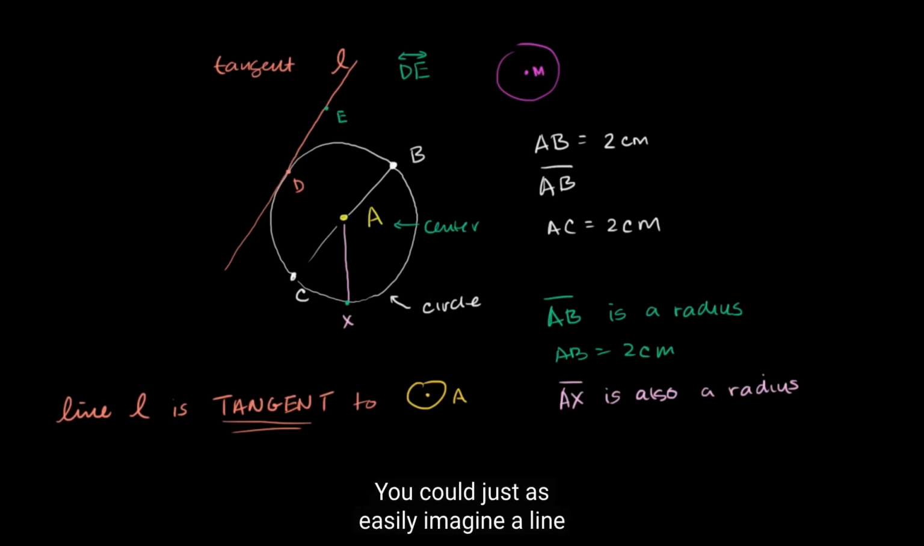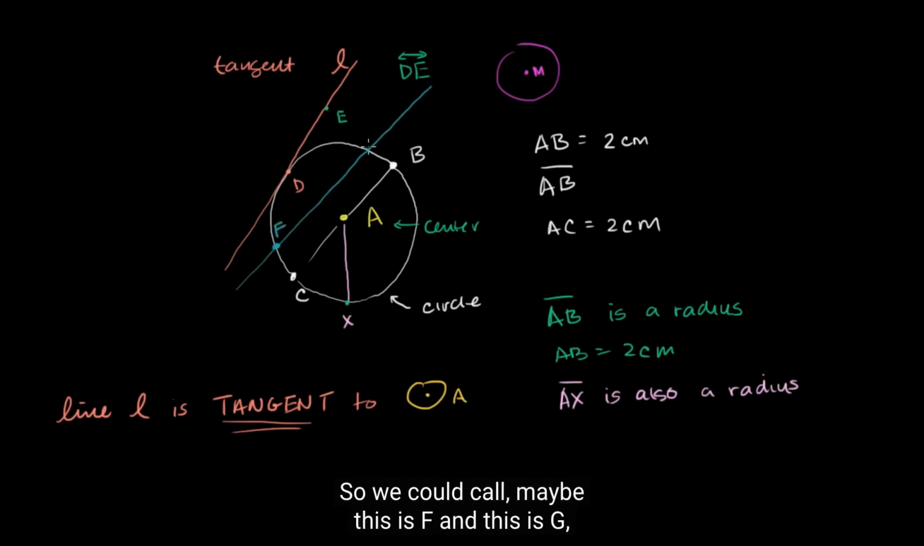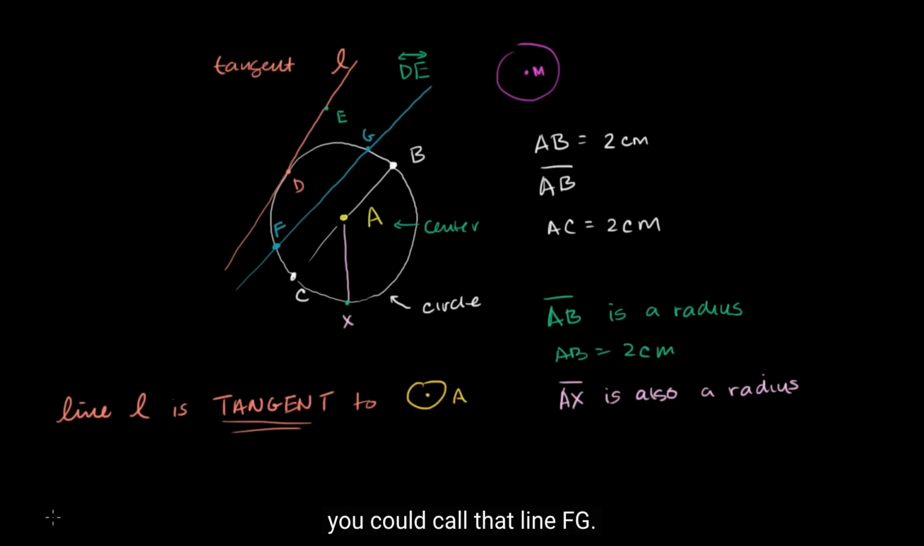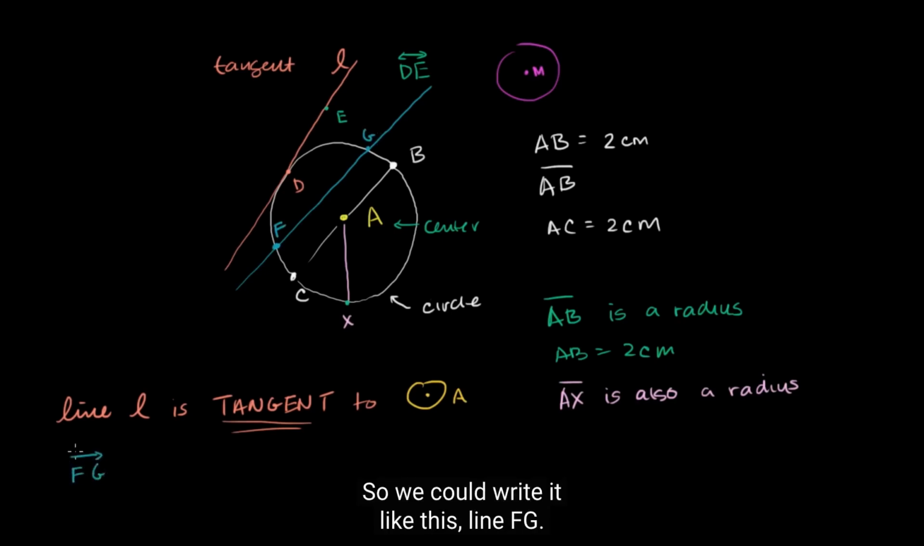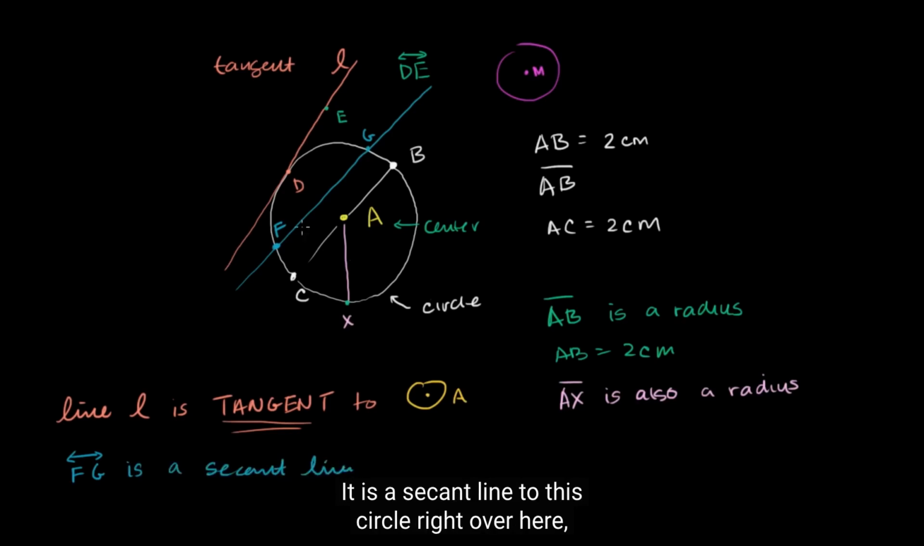You could just as easily imagine a line that intersects the circle at 2 points. So maybe this is F and this is G. You could call that line FG. And this line that intersects the circle at 2 points, we call a secant of circle A. It is a secant line to this circle right over here because it intersects it in 2 points.